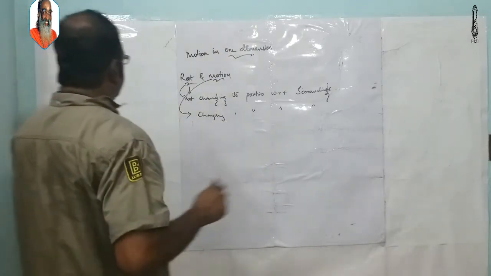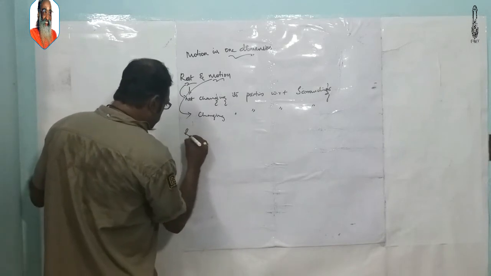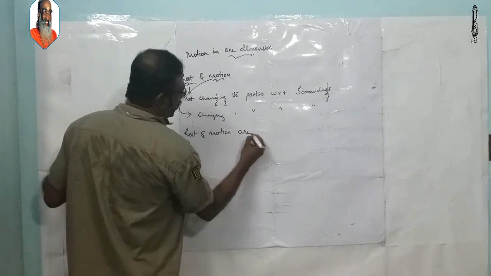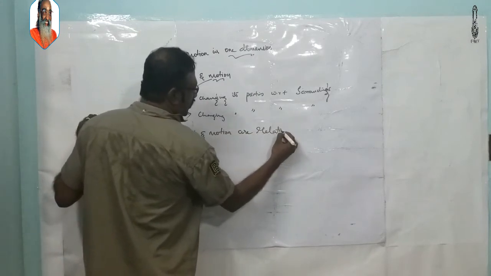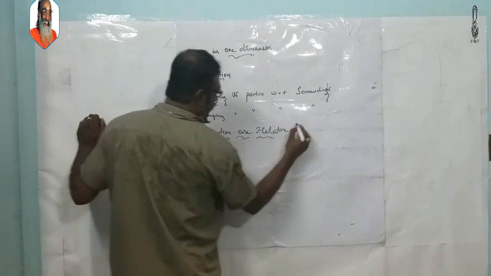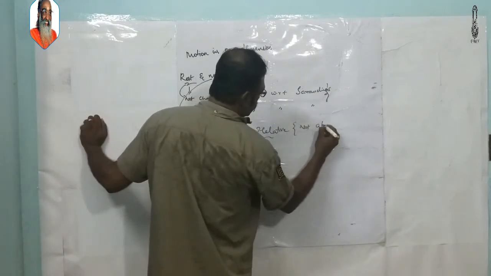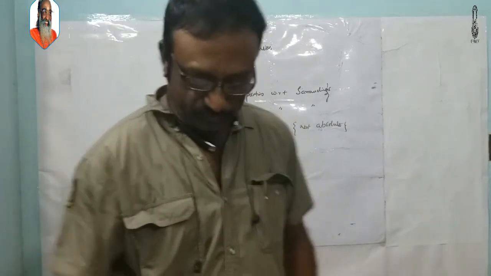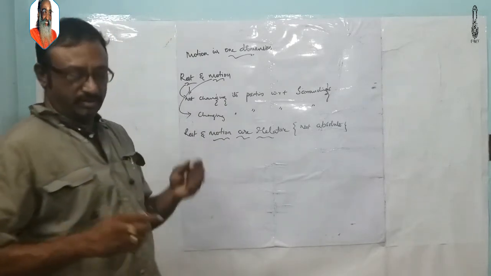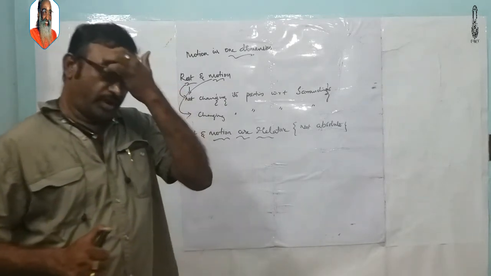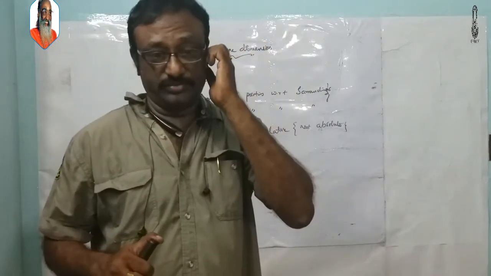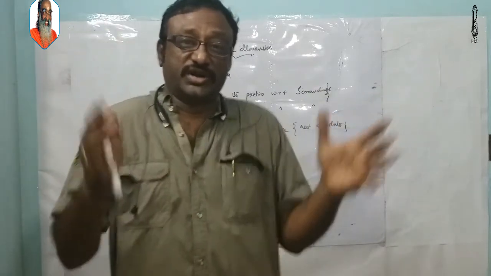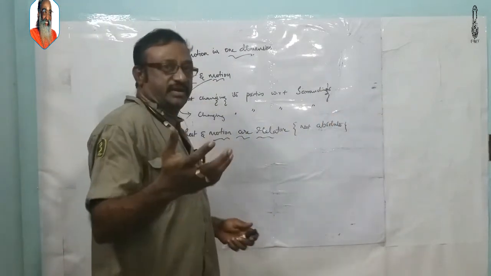And the important thing is, rest and motion are relative. They are not absolute, but they are relative. What does this mean? I think you might have heard this particular sentence when you were in 9th class, isn't it? What does that mean, rest and motion are relative? I'll make you understand with an example.